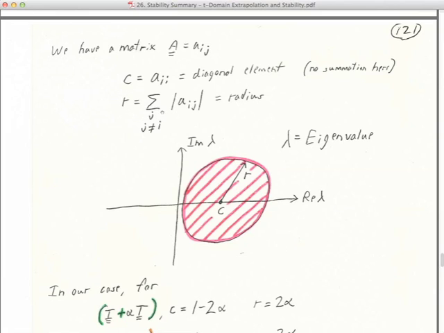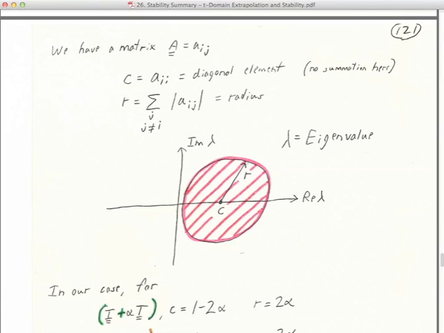And then the radius is the sum over all J, all columns along the row I, but not including J equals I. The radius is the sum of the absolute values, or the magnitudes, of all of the elements in that row. So we get a center, we get a radius, we plot that. The eigenvalue is lambda, so the eigenvalue space is this lambda space. We've got real lambda, imaginary lambda.